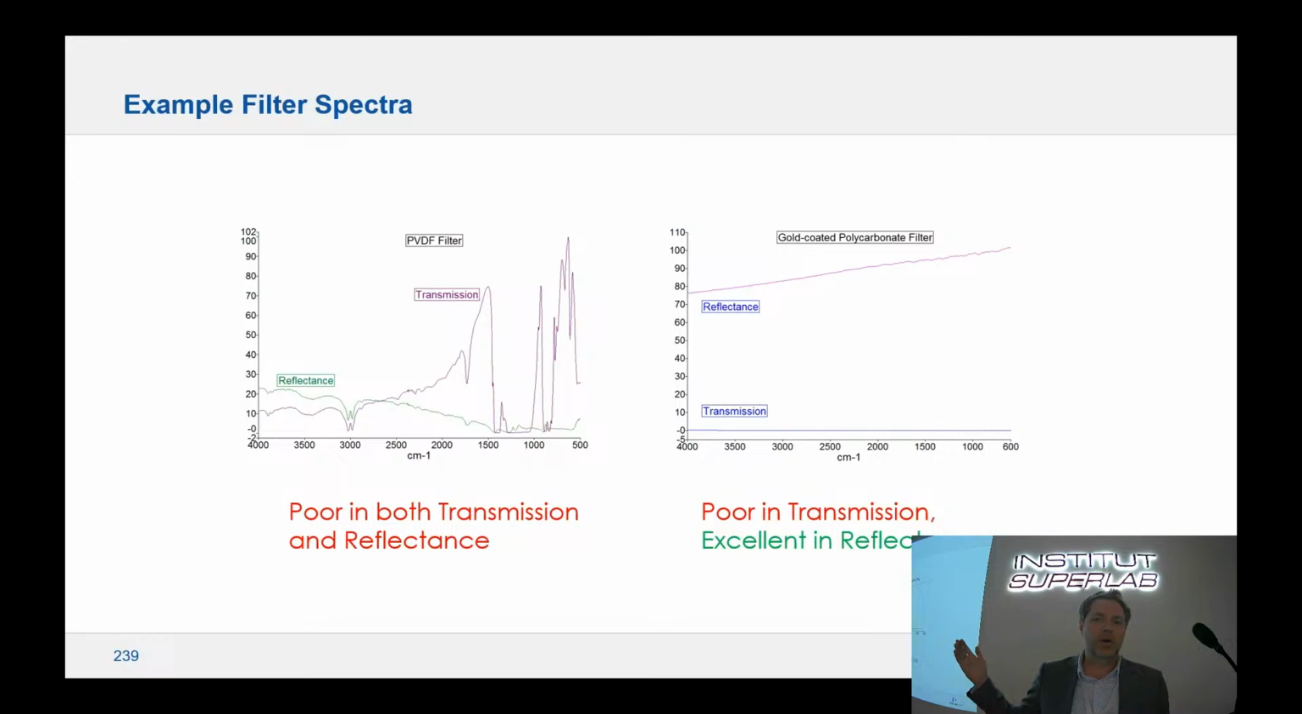If, however, you use a polycarbonate filter, you can see that in reflectance you have no signal from the filter, and you're getting a good amount of intensity from the sample. So that's good. If you look at the transmission, there's a separate issue: the light can't penetrate through the filter, so you get no signal at all. So in this case, excellent for reflectance, terrible for transmission. So the filter affects which analysis technique you should use with the infrared.